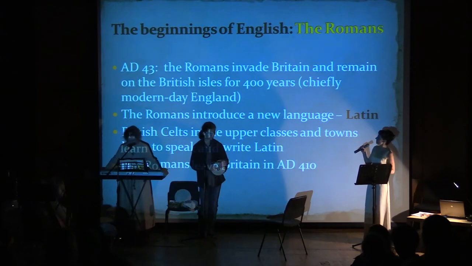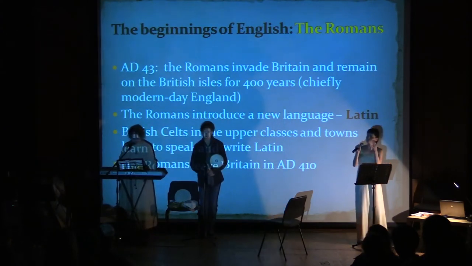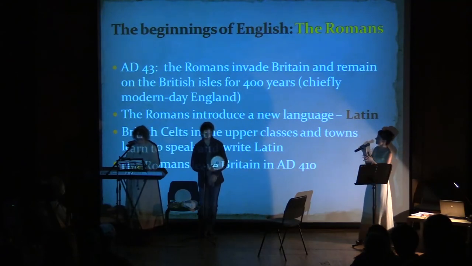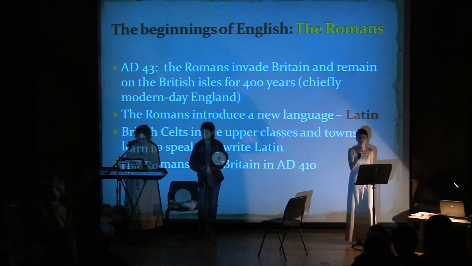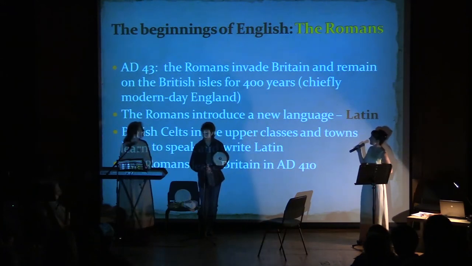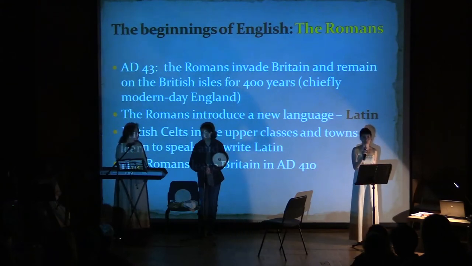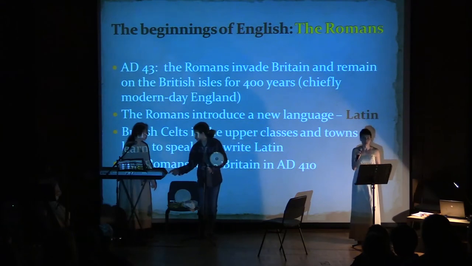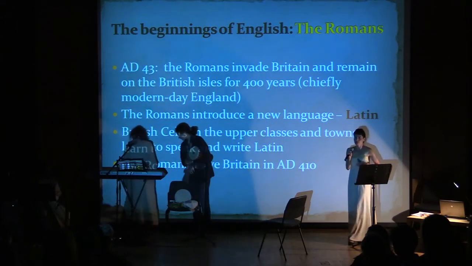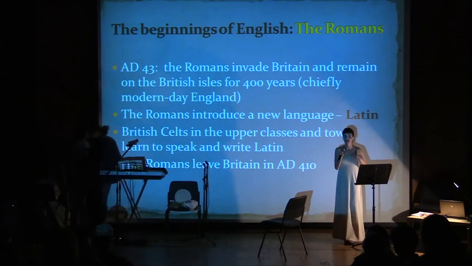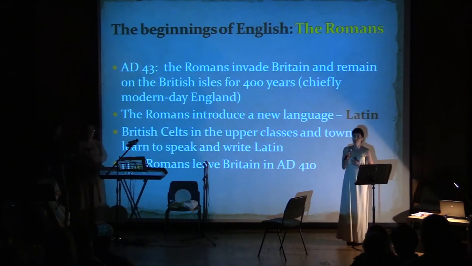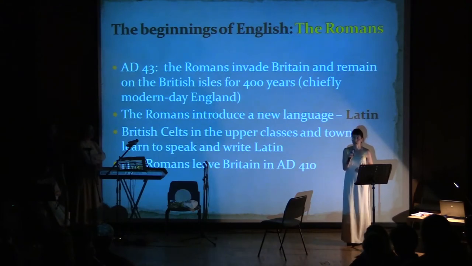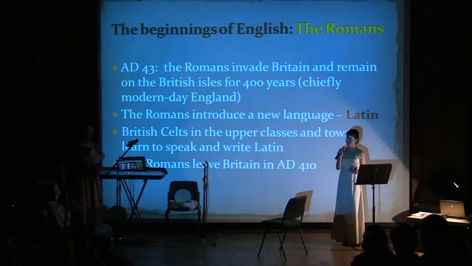We can probably start. Well, this is not really the beginnings of English per se, but this is the time which was quite important in the evolution of the language. This is when the Romans invade Britain. They come to the British Isles around the 4th century AD, and they remain there for about 4 centuries. Of course, they bring their language with them. They bring Latin. They also introduce advanced culture and civilization. And the Celtic aristocracy begins to speak the Roman language. I'm sorry, the Latin language.